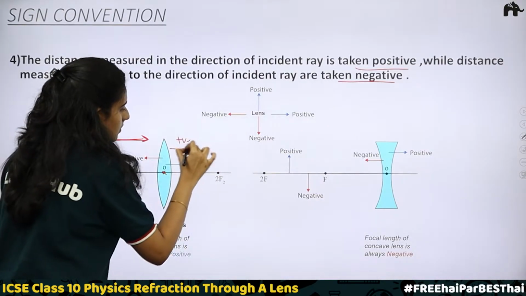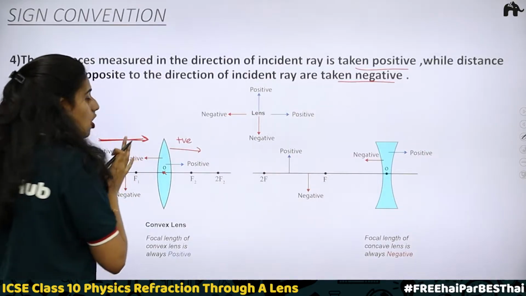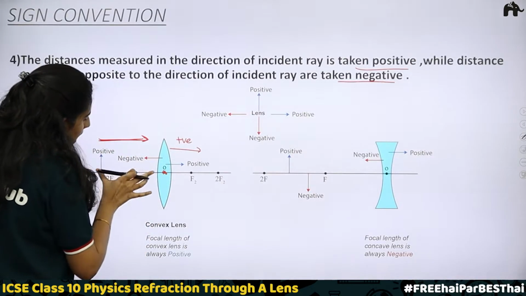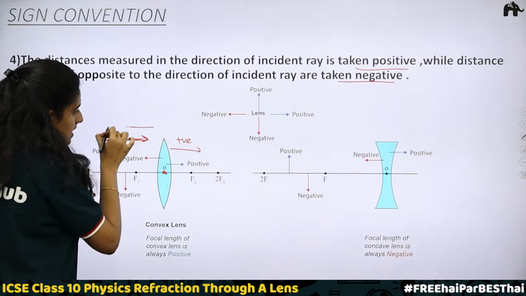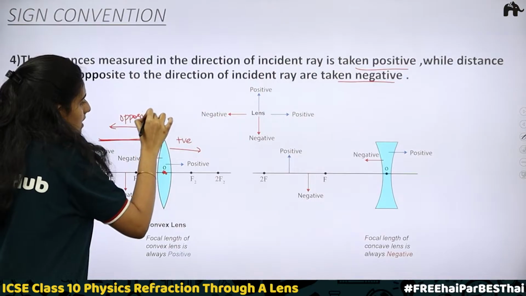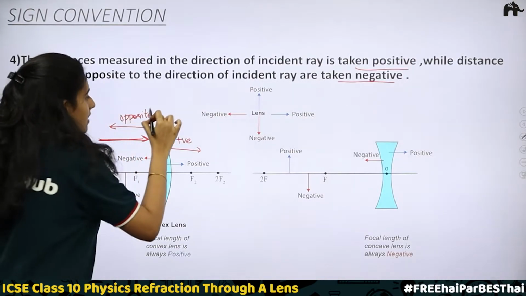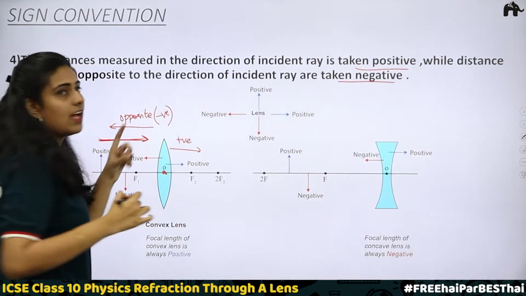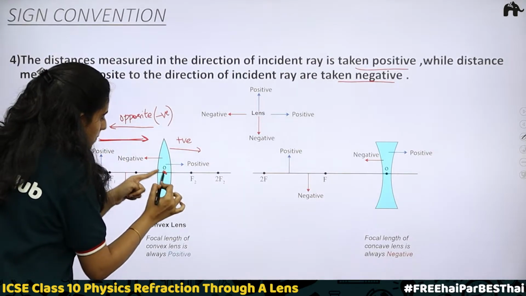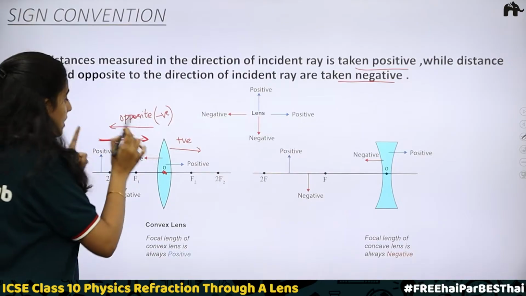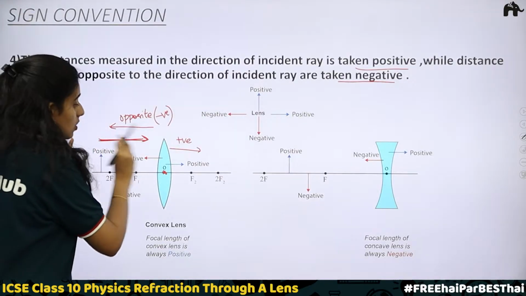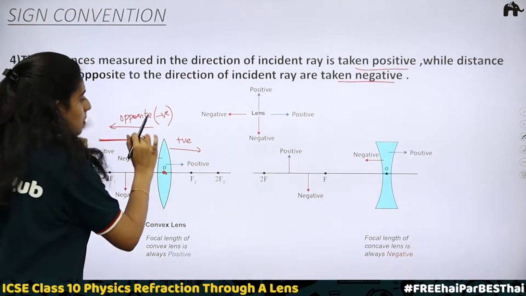Okay. Now, when you measure the object distance, it is from the optical center to where the object is placed, that is in this direction, which means opposite to the direction of incident ray. And this is the reason why we are getting always negative values for object distance. Okay. Object distance is measured from optical center to the object and the incident ray is moving from the object to the optical center, which is in the opposite direction.